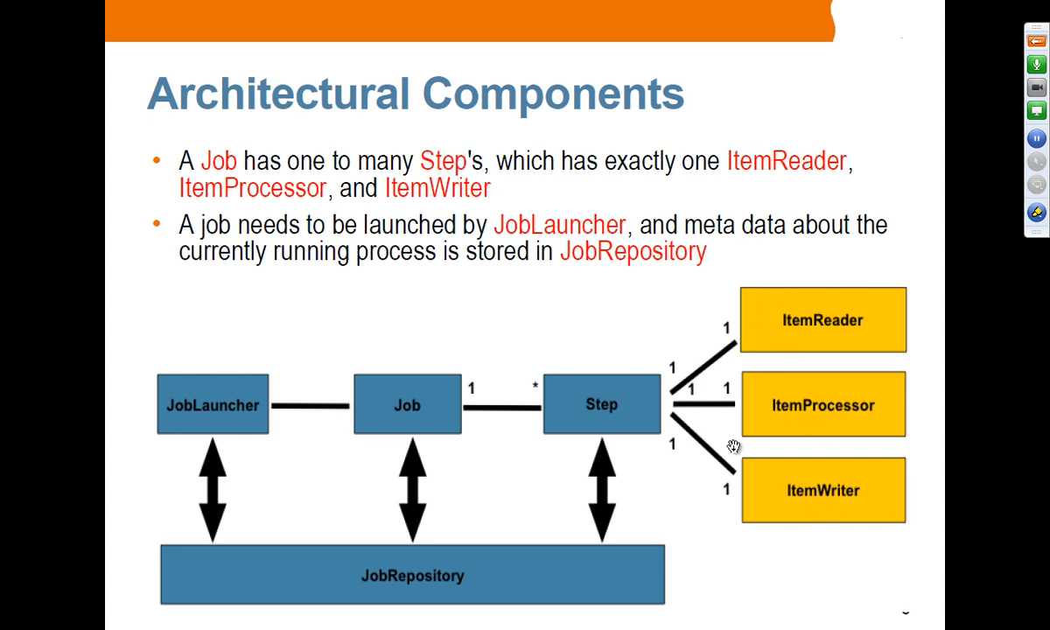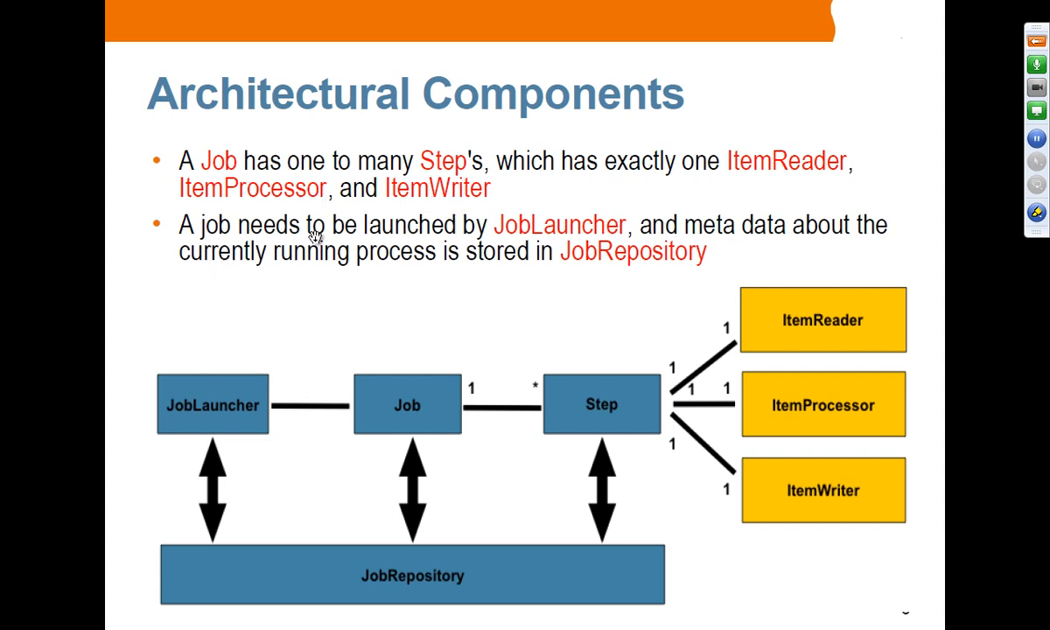So it's a one-to-one relationship. One step has one item reader, one item processor, and one item writer. One item processor might be skipped. You might have one item reader and just an item writer if you just write things back to another storage. You might read from a database and then write into a file system or vice versa. Or you might read from a file system and then send it to a web service, things like that, without any processing. So just to repeat what I said, a job has many steps, which each have exactly one item reader, item processor, and item writer.